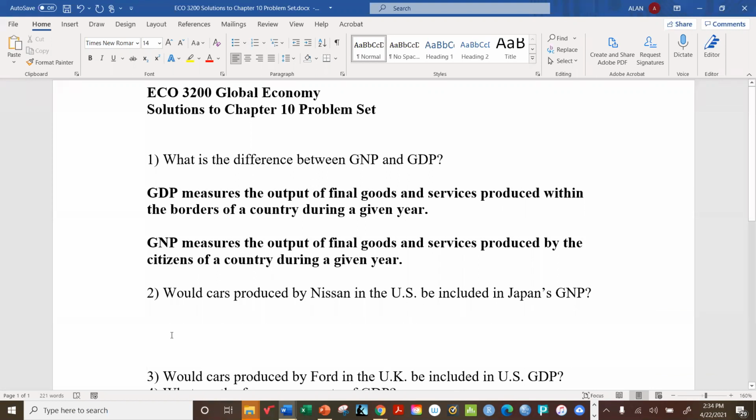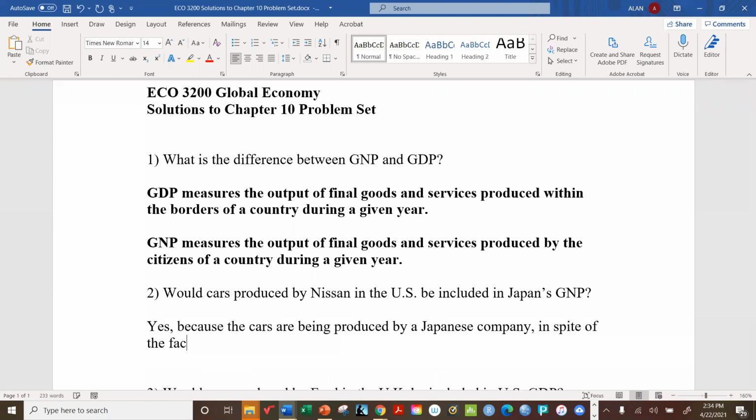Now, would cars produced by Nissan in the United States be included in Japan's GNP? The answer is yes, because the cars are being produced by a Japanese company, in spite of the fact that the cars are being produced in the United States. In other words, as far as GNP is concerned, all that's relevant is that the cars are being made by a Japanese company.